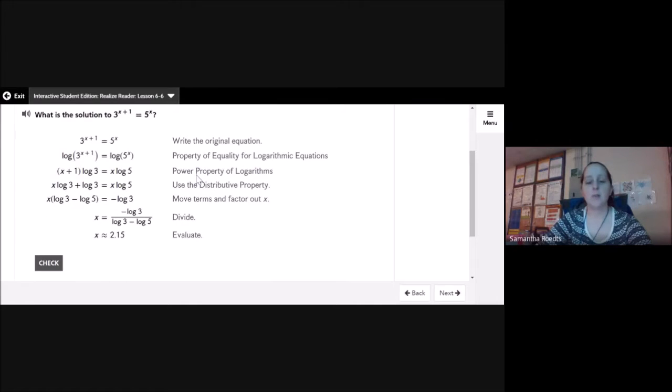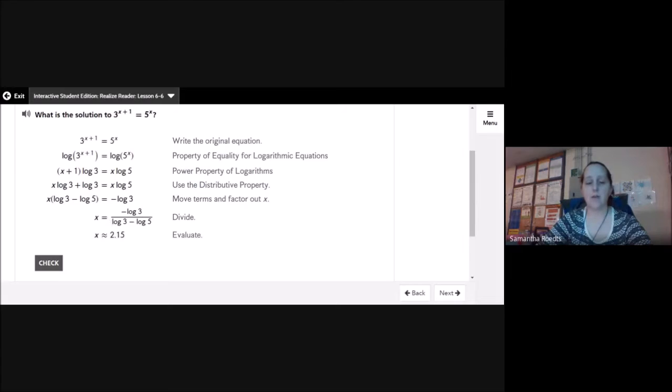Okay. I use the power property of logarithms to bring the x plus 1 down to the front and this x down to the front. Okay, so now I can use the distributive property. So I have x log 3 plus log 3 equals x log 5. I move terms and factor out the x. So I have x times the quantity log 3 minus log 5 equals negative log 3.